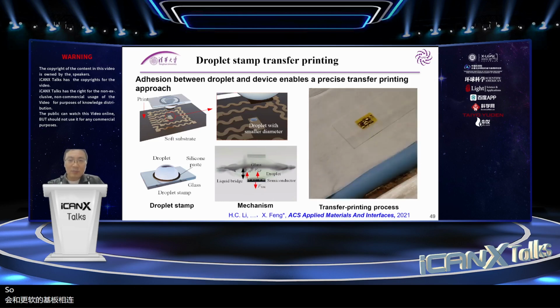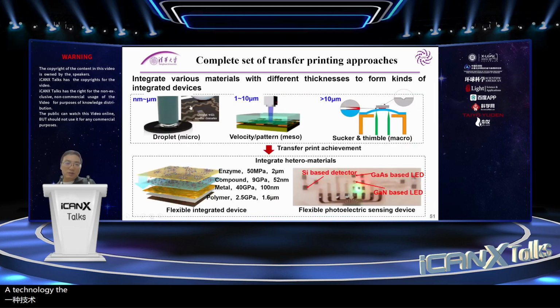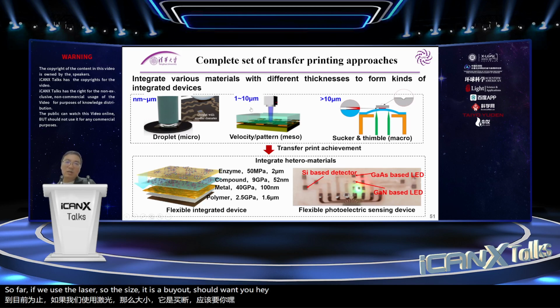So we develop different transfer printing technologies for different object sizes. If we use the stamp, usually the object size is greater than 10 micrometers. If we use the laser, the size is about 1 to 10 micrometers.